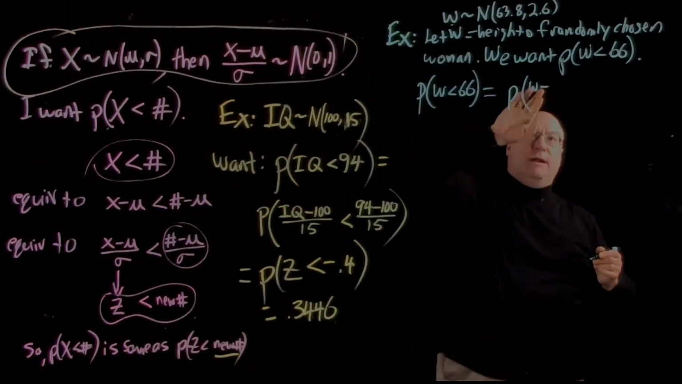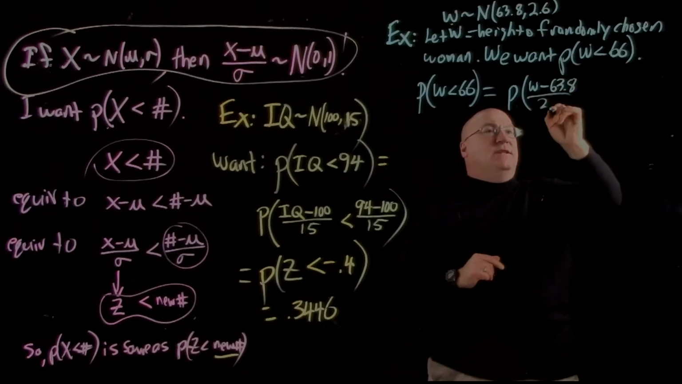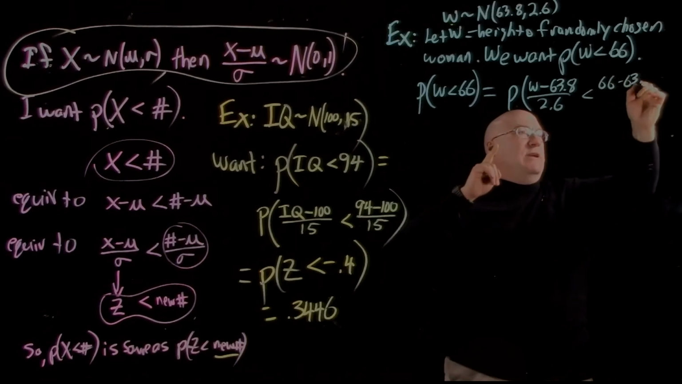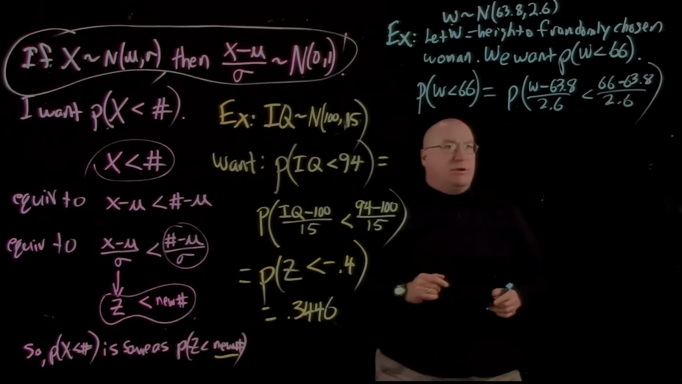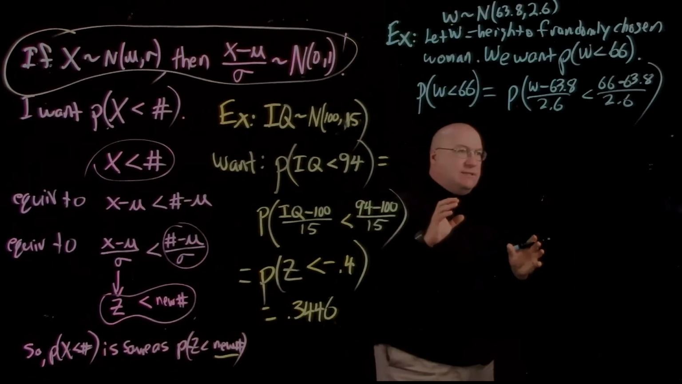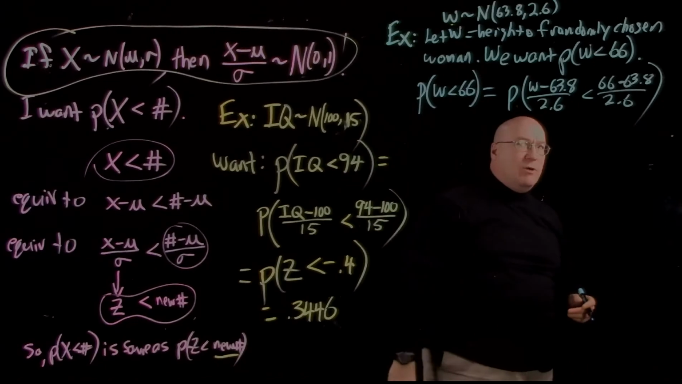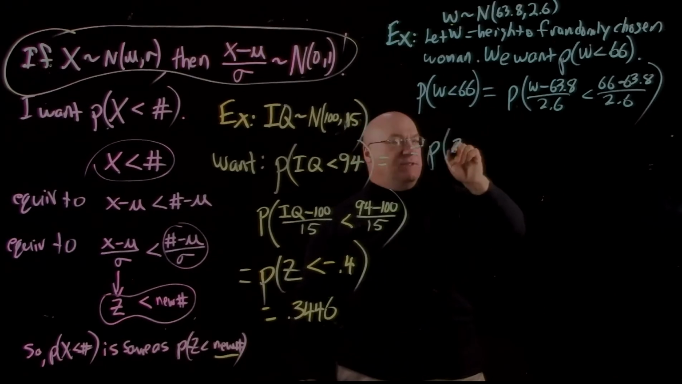Random variable minus the mean, W minus 63.8 divided by the standard deviation, is less than 66 minus 63.8 divided by the standard deviation. You always do the same thing on both sides to keep the solution set, the set of values of W that we're looking for, the same, right? That solves the inequality. But magically, that becomes Z.